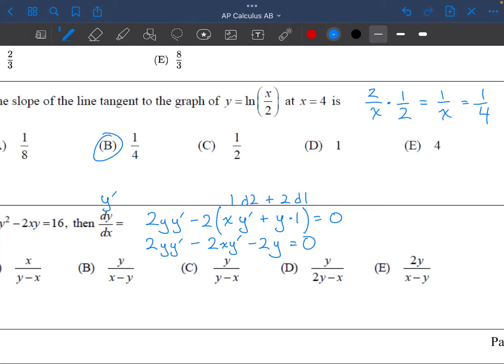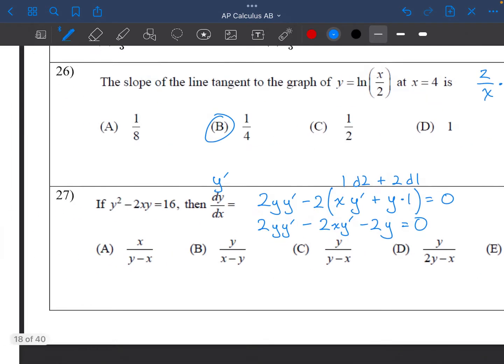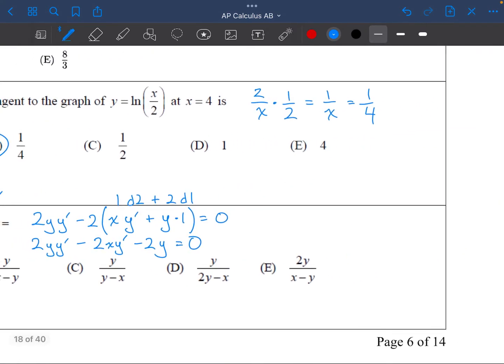Anything that does not have a y prime term in it, looking at you, negative 2y, you need to move to the right-hand side, and then we're going to do some cool math over here on the left. I'm running out of room, but I think I can do it all the way over here. So now I have 2y y prime minus 2x y prime is equal to a positive 2y, because I moved it to the right-hand side. I added 2y to both sides.